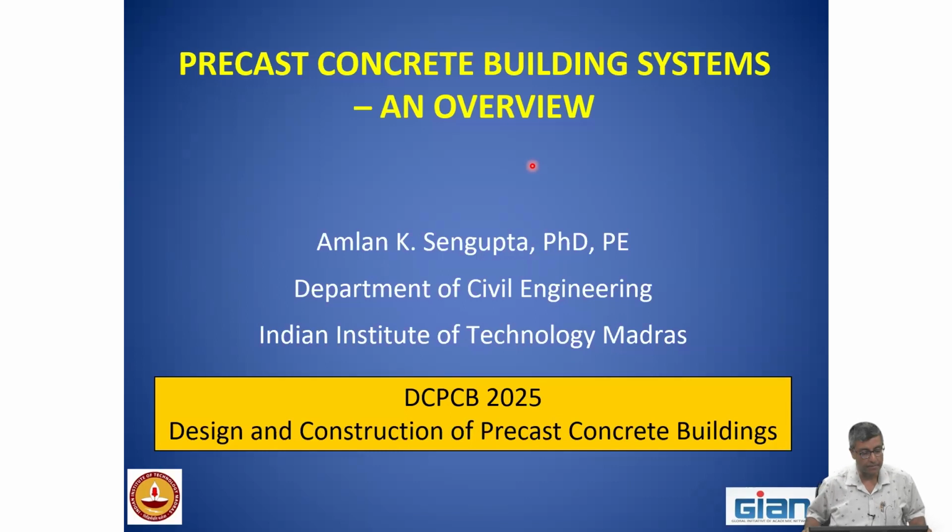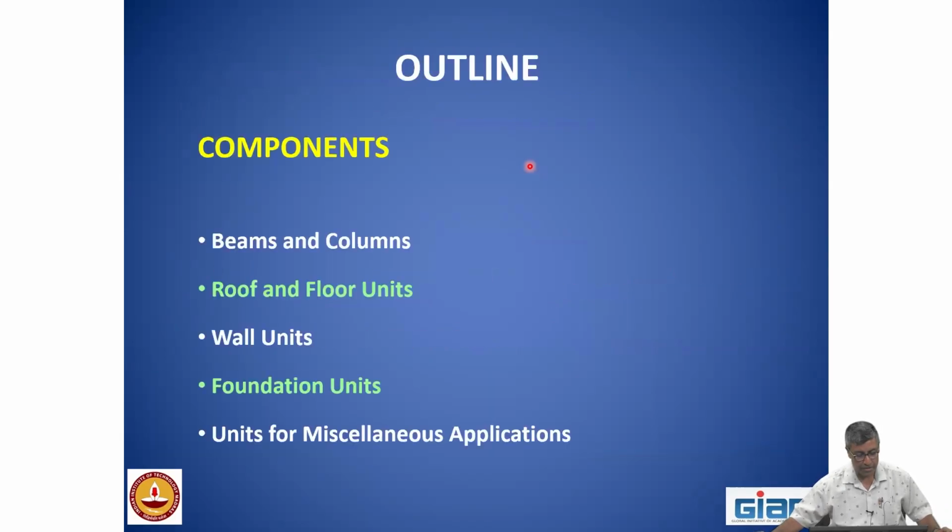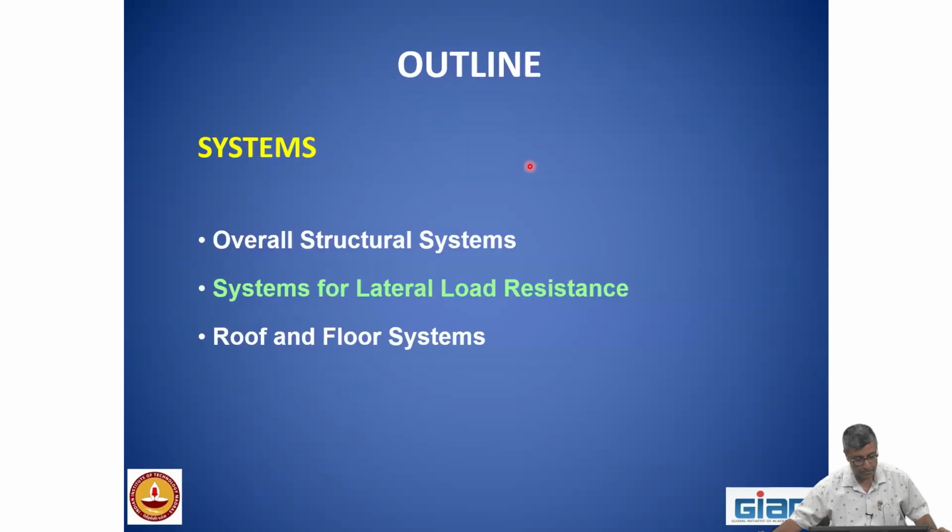Okay, let's get started. See, today we are discussing chapter 2 of the handbook in detail. This chapter is more for the conceptual design of precast concrete buildings. First, we will be talking about the overall structural systems. What is meant by a system? A system is a collection of components to serve a certain purpose.